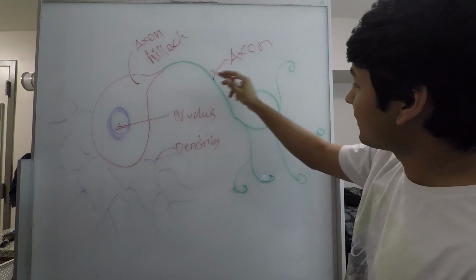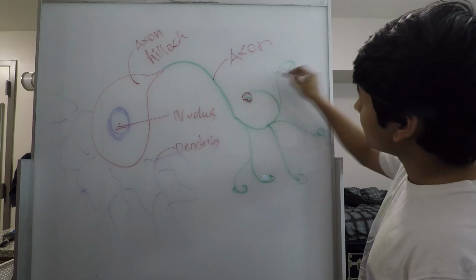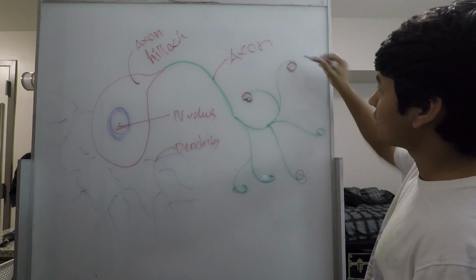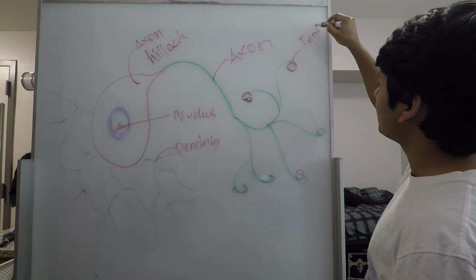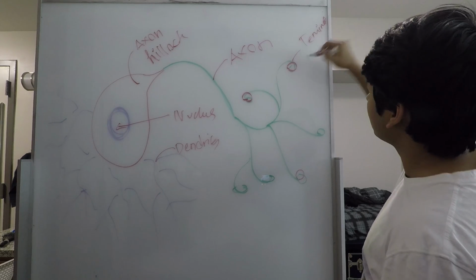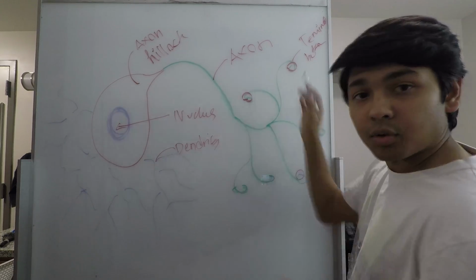And once it travels down, the circular parts you see right here, these are what we call the terminal buttons. Those are the terminal buttons.